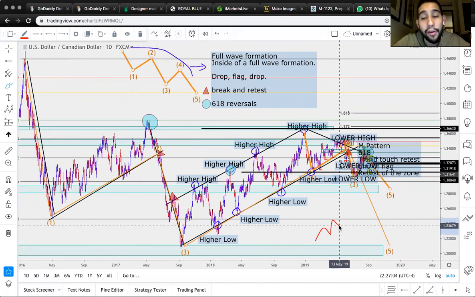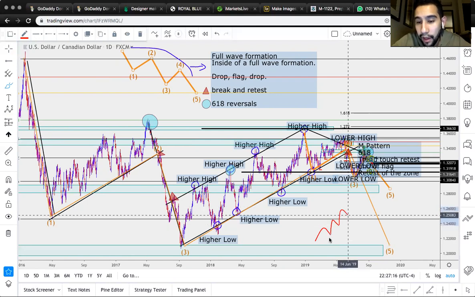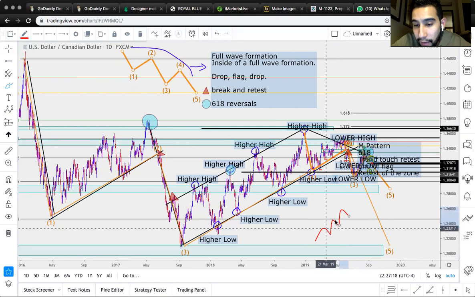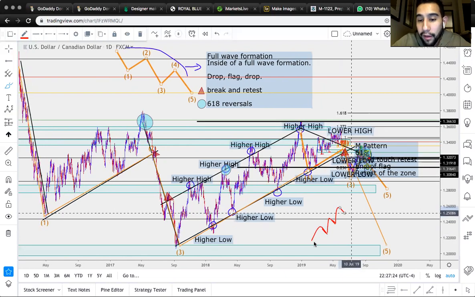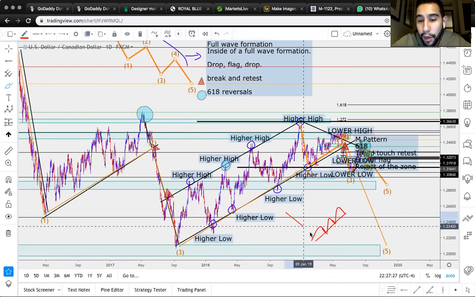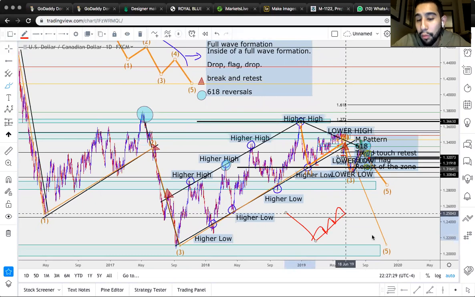So remember, I don't know if you're writing notes, but you should be writing notes right now. This is called a pullback or a flag. So that's how the price moves. However, let's say this is a flag, this is a flag, and this is a flag. But on a bigger picture, this whole thing could be a flag too.